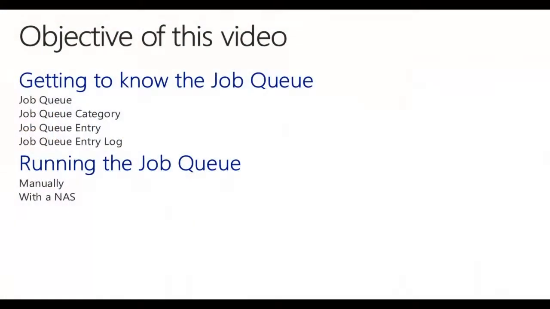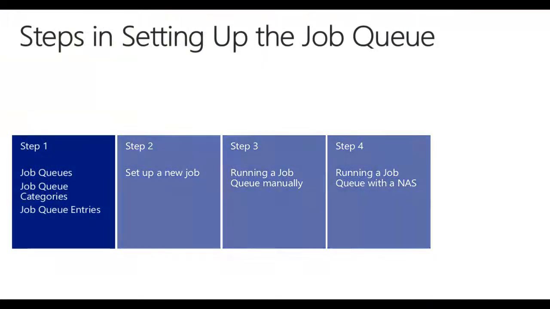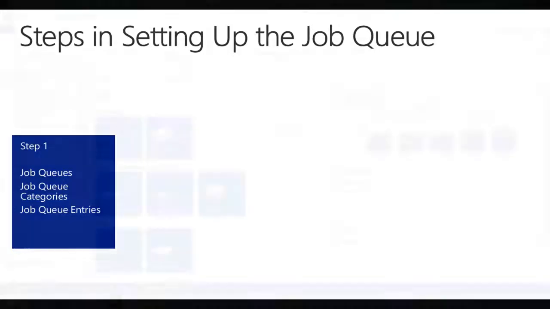At the end of this video, you should know the basics on how to set up the job queue in Dynamics NAV. Which means the objective of this video is first of all getting to know the job queue and how to run jobs on a recurring basis. And we do all this in 4 steps. Let's first explain about the basics. What are job queues? What are the job queue entries? And how do categories come into play?